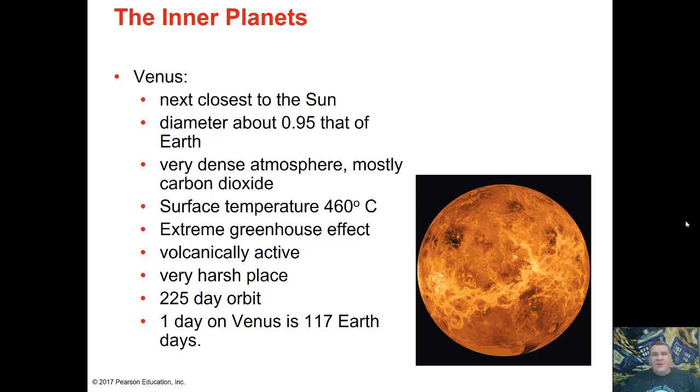Another kind of interesting point of Venus is that it does have cloud layers. However, the clouds on Venus are not made of water like the clouds are on Earth. They're actually made of sulfuric acid. Venus is a terrible place. Don't go there.